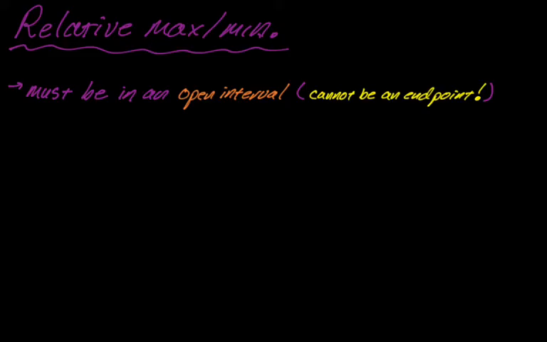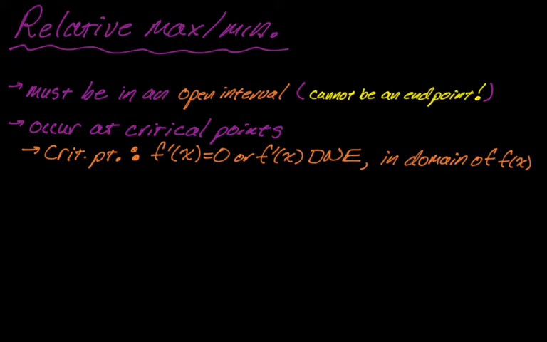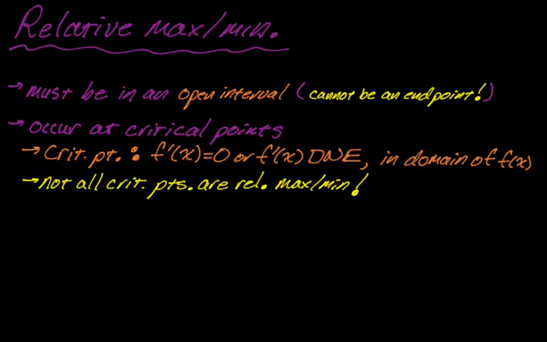So relative or local maximums and minimums will always be in an interval. So you're going to see the curve change from increasing to decreasing or decreasing to increasing. It's not going to be an endpoint where suddenly the curve appears. So these things will occur at critical points. So you have to know the definition of critical points. Critical points are where f prime of x equals 0 or f prime of x does not exist, but they have to be in the domain of f of x. So if f of x has a vertical asymptote, the derivative is not going to exist there, but since that's not in the domain, you don't get a critical point. So it has to be in the domain of the function, and then the derivative is 0 or the derivative doesn't exist.